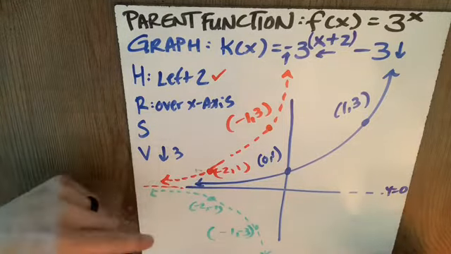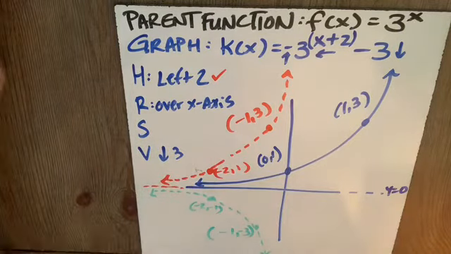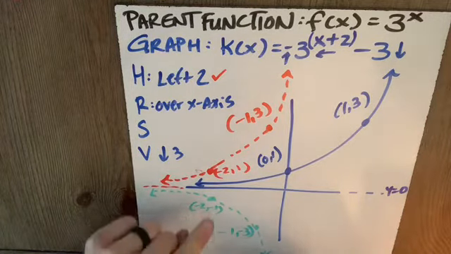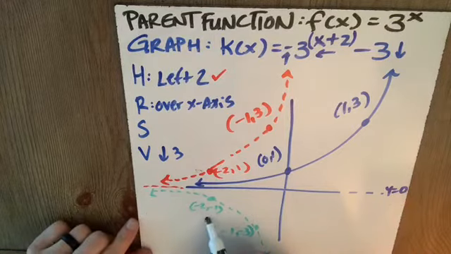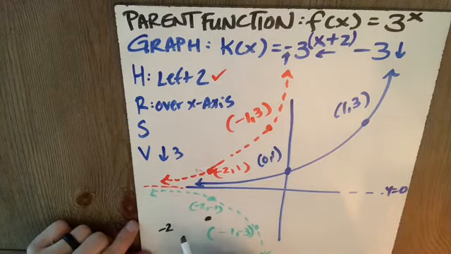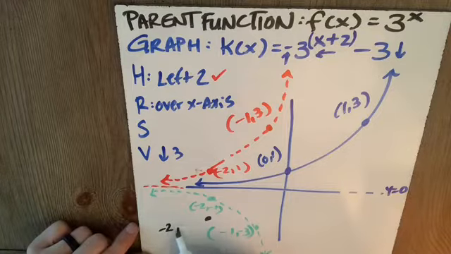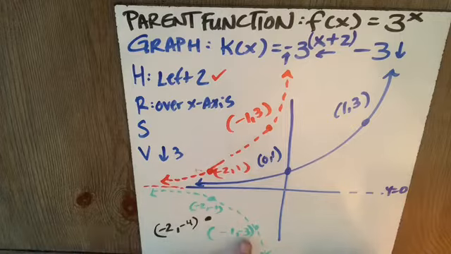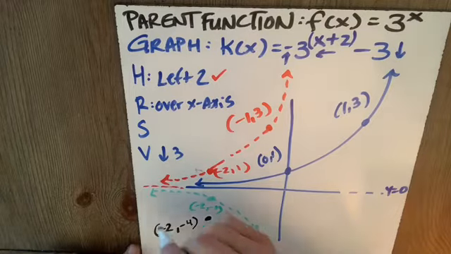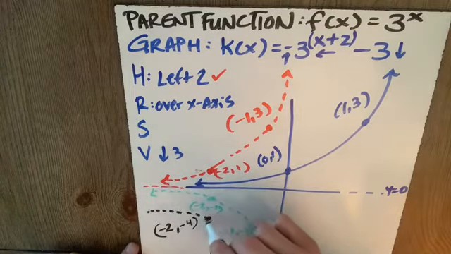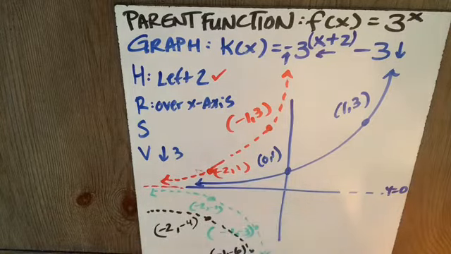And if I move everything down 3, it's going to be tough to see here. If I move this down 3, I'm going to have negative 2, negative 4, and here, negative 1, negative 3, if I go down 3, will be negative 1, negative 6. And so my graph is going to look something like this. This is my final graph.